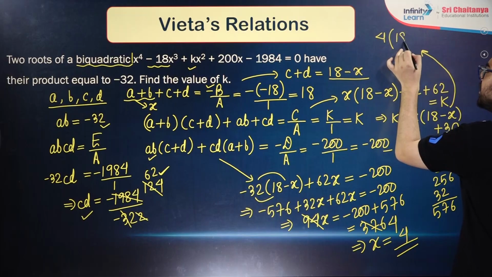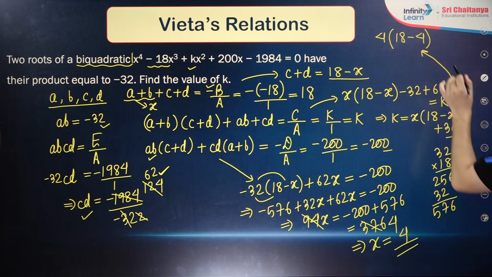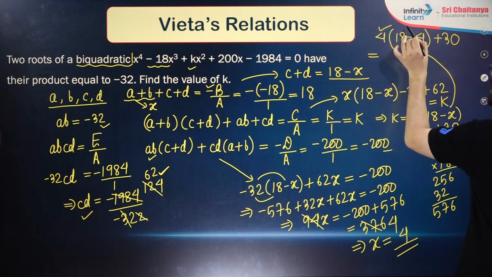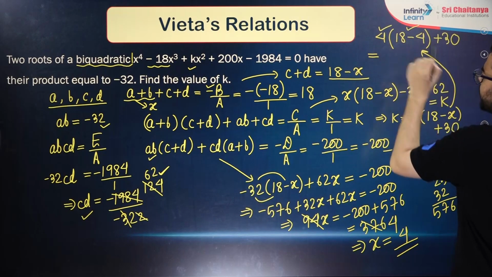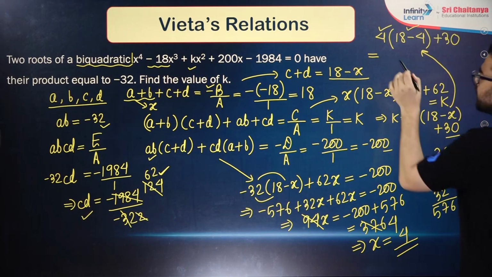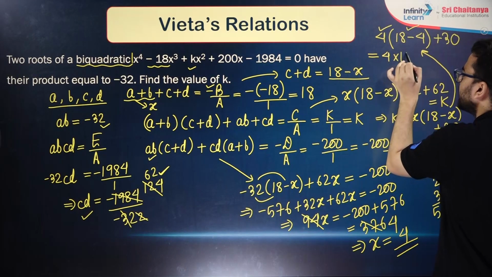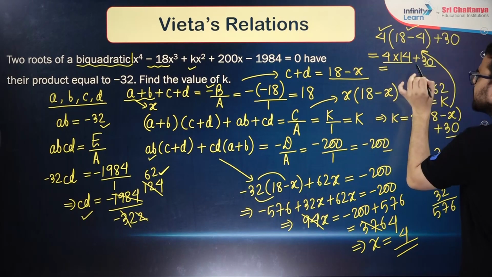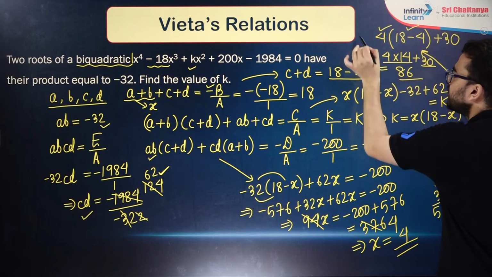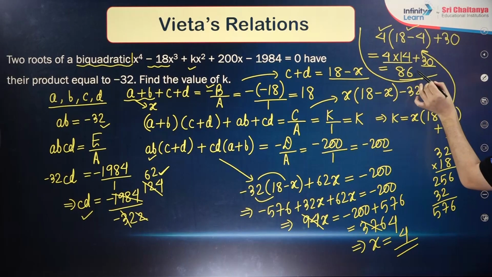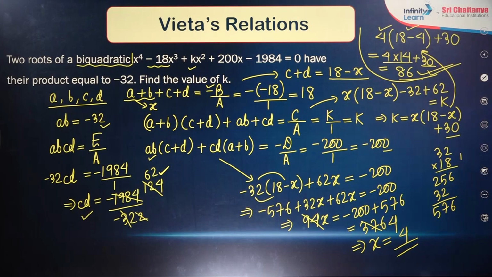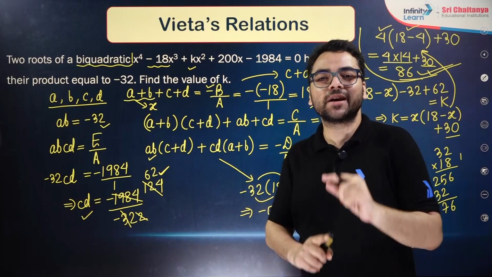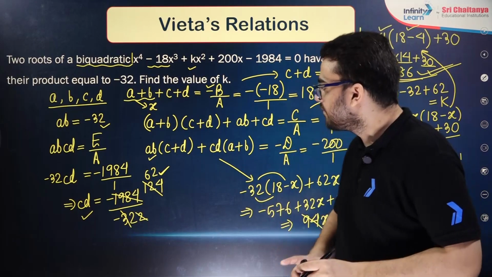So that is 18 minus 4, and then you have got 30. So what is this, guys? This is basically 4 into 14. So 14 fours are 56, plus 30, that is 86. It means the value of k over here is 86. That is the correct answer, because I remember the answer. I hope that is clear, guys. So you see, on the basis of Vieta's relations, we have done this question.